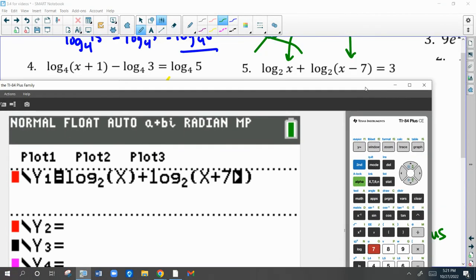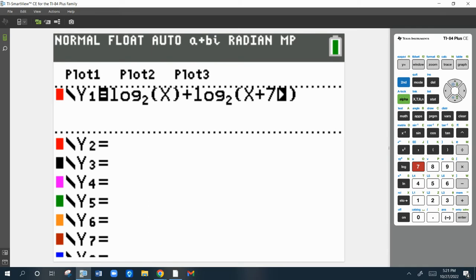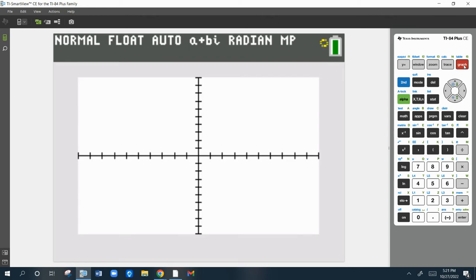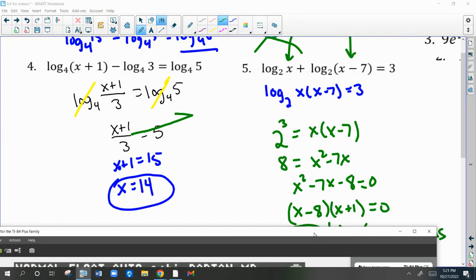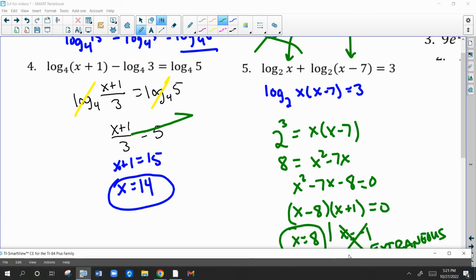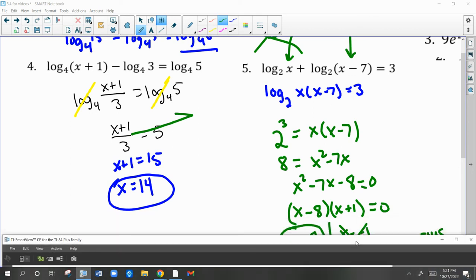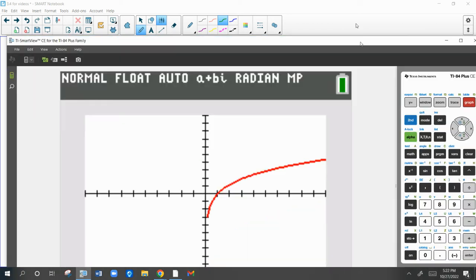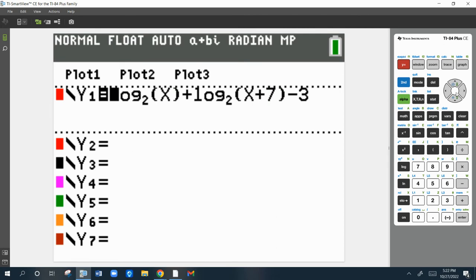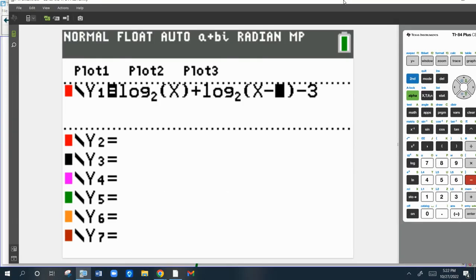So we're looking at number 5 here. And hit graph. And it goes through 1. So -1 was extraneous. Uh-oh. Hold on a second. Oh, okay. My answer wasn't checking. I couldn't believe it. This should be minus. Yeah, make sure you type it into the calculator correctly.